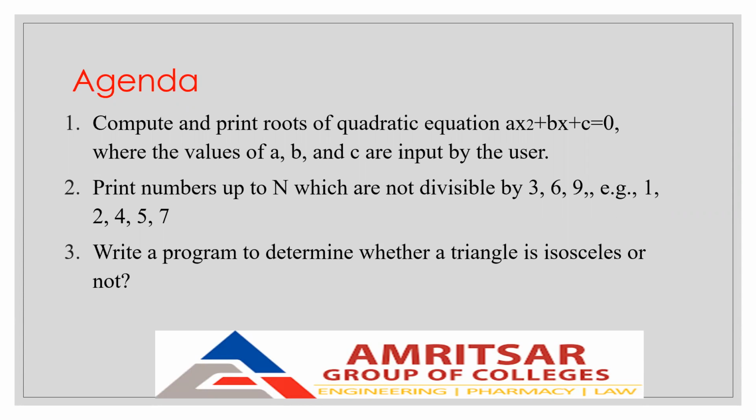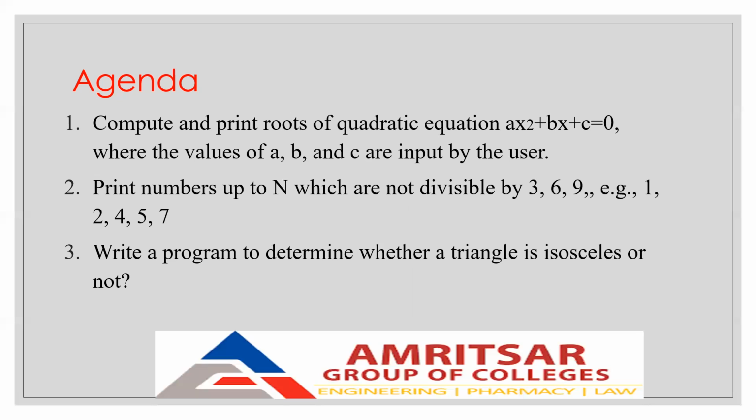I will give that up to n. Suppose if it is 10, so I will help you to calculate that up to 10 which numbers are not divisible by 3, 6, 9. So for example, 1 is not divisible by 3, 2 is not divisible by 3, and 4 is not divisible by 3, and so on. It means together these numbers are not divisible by 3, 6, and 9.